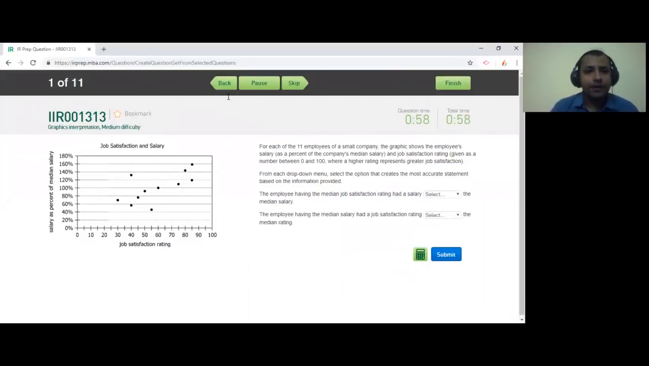So everybody can see this page, right? For each of the 11 employees of a small company, this problem, right? So just take a minute and please go through, and we will start analyzing. It's a medium level graphics problem.